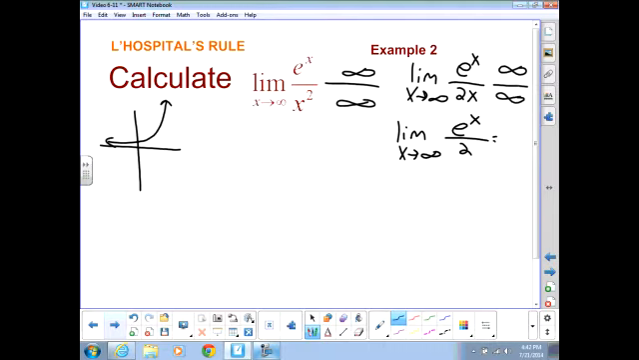And now we'll reevaluate. E to the x, we've said several times, is just infinity. On the bottom, we have 2. If you have an enormous number and divide it by 2, you still have an enormous number. So what that tells us is our original limit as x approaches infinity of e to the x over x squared is infinity. So as the x's get big, the y's will also get big.